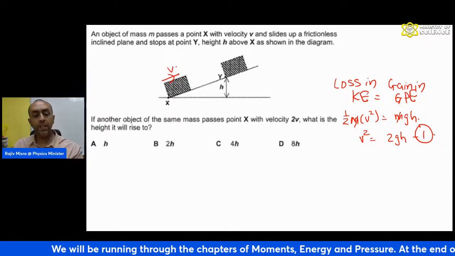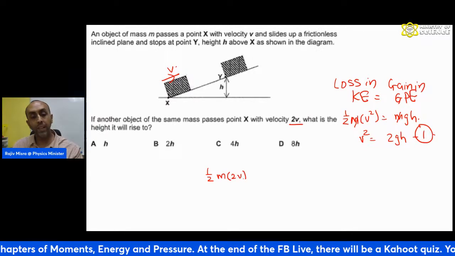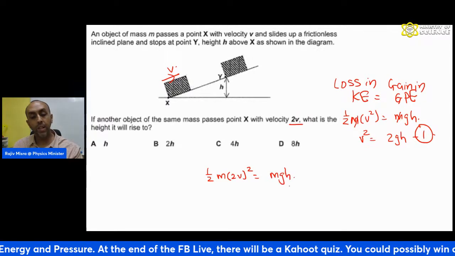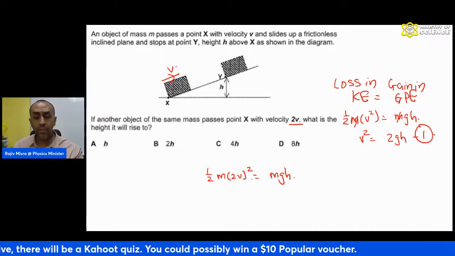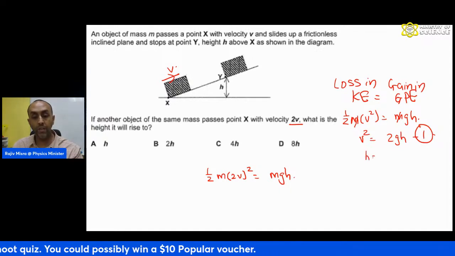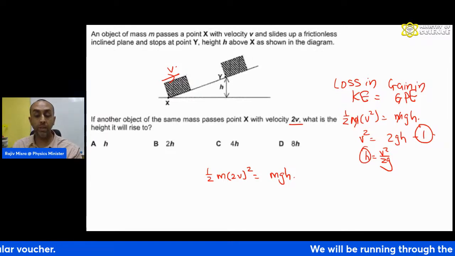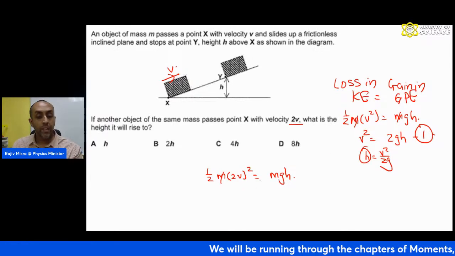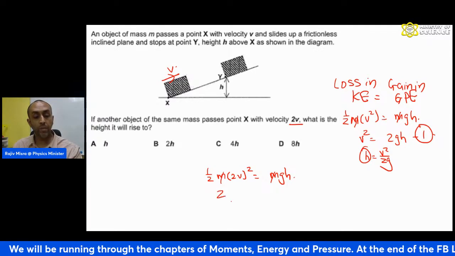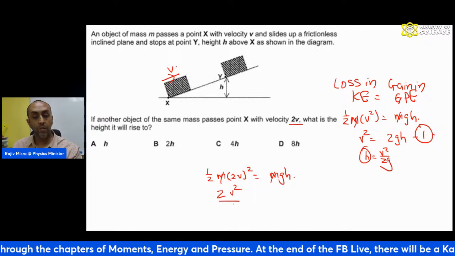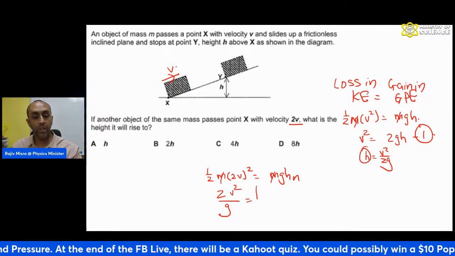Now they tell you the same mass passes the point, but now it's twice the velocity. So it'll be half m (2v) square equals mgh. So just take note of this. Now if you look at it, actually you can use h equals v square over 2g. So h is in terms of v square over 2g. Now if you cancel your mass, you've got 2 square, which is 4. 4 divided by 2 is 2. So it'll be 2v square over g, which is now the new h.